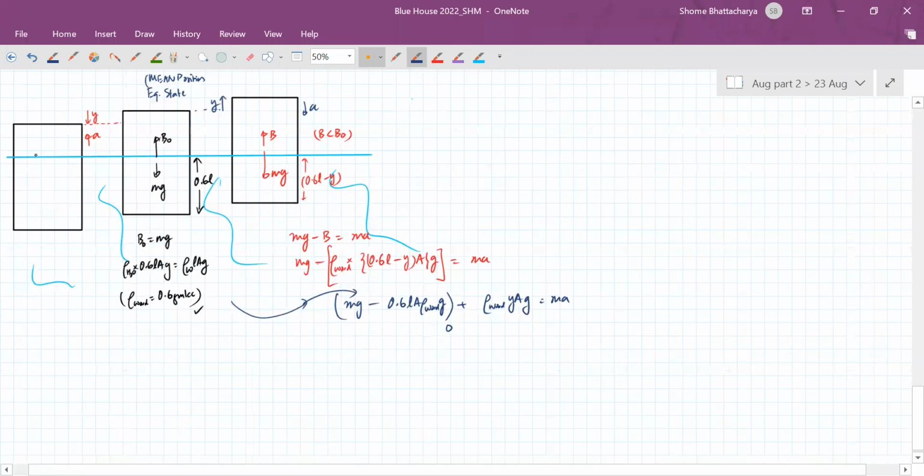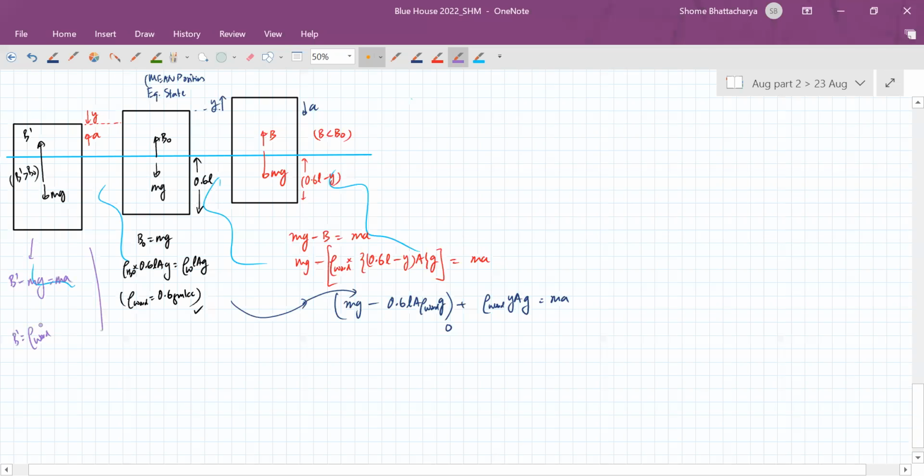Similarly, in this case, you can see the buoyant force would have become more. If the buoyant force is B prime here, B prime has become greater than B naught, and therefore greater than mg also. For this one, B prime is density of wood into (0.6 L plus y), because it's submerged further.